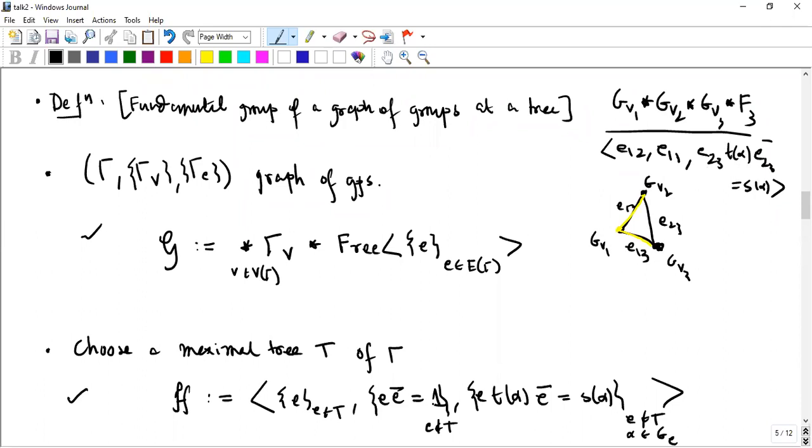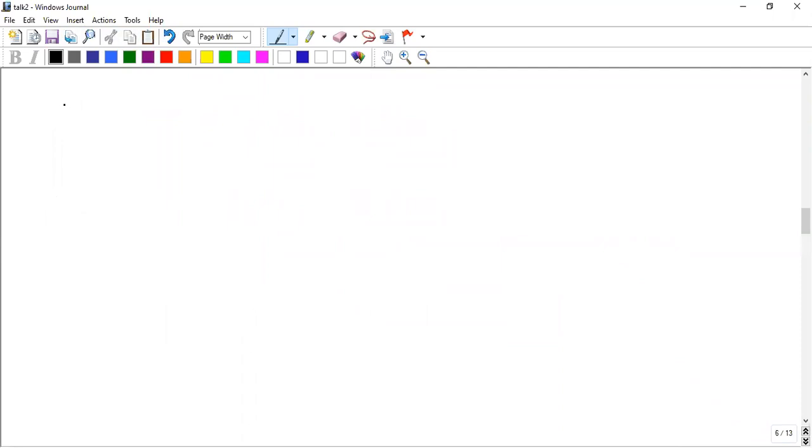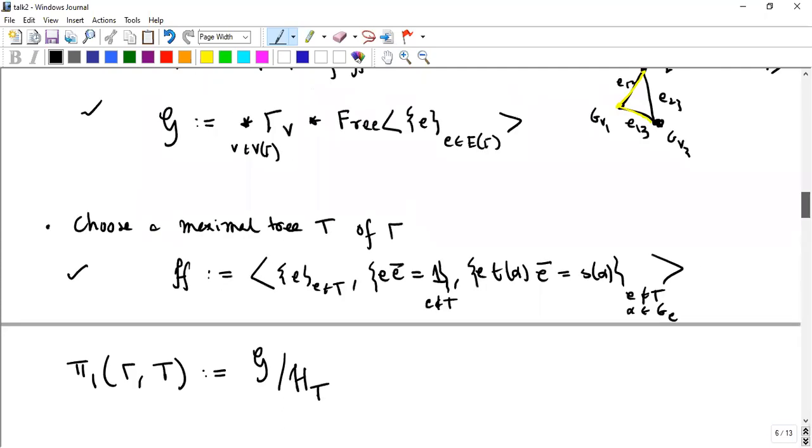Then the fundamental group of this graph of groups, gamma, at the chosen tree, T, is defined to be this capital G by capital H. H depends on T. Just note that H depends on T. So I should write that here.